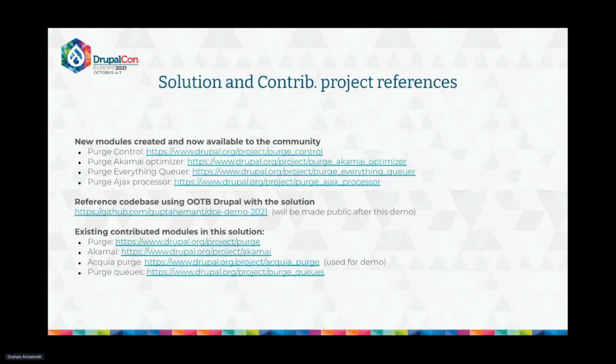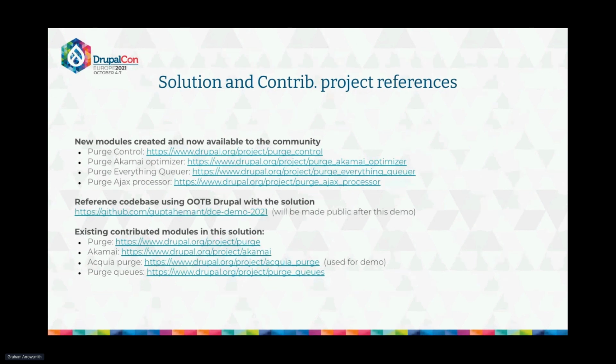Hemant, do you want to just share what's available to the community? Yep. So as part of our work, we finally decided that we will be open sourcing it as well, and we created 4 new contributed modules. Out of it, one is the Purge Control, which Graham was just mentioning, and after that, we wrapped up our whole Akamai-centric solution into the Purge Akamai Optimizer module. Then we separately added the queuing solution in the Purge Everything Queuer module, and the Purge AJAX Processor to replace the late runtime processor for having the instant purging.